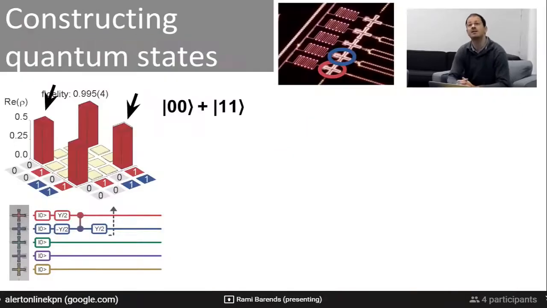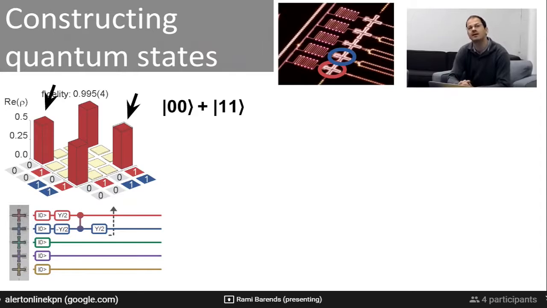And let's take our system and try to run a simple algorithm. I already showed you a little example algorithm before, how to create an entangled state between qubit A and qubit B. Let's implement that here. And you can see that right here. On the bottom, you can see the algorithm, and on top, I'm going to show you the density matrix.